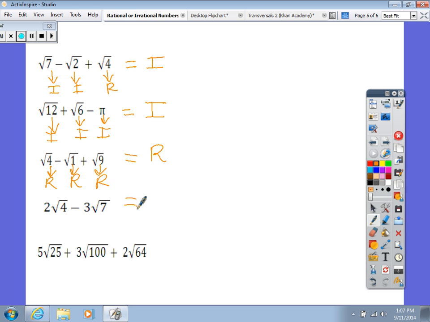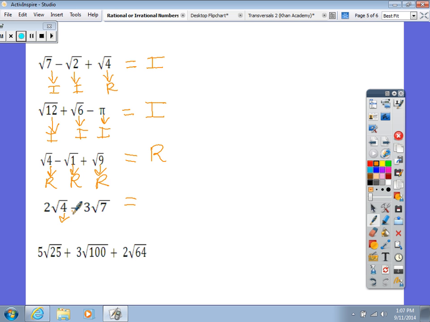Okay, looking at this problem right here, you can look basically at the radicals. You don't have to worry about this number unless it was pi. If pi shows up at all in your problem, it would be irrational. But since it's just 2, we're okay. We just look at what's inside our radicals.